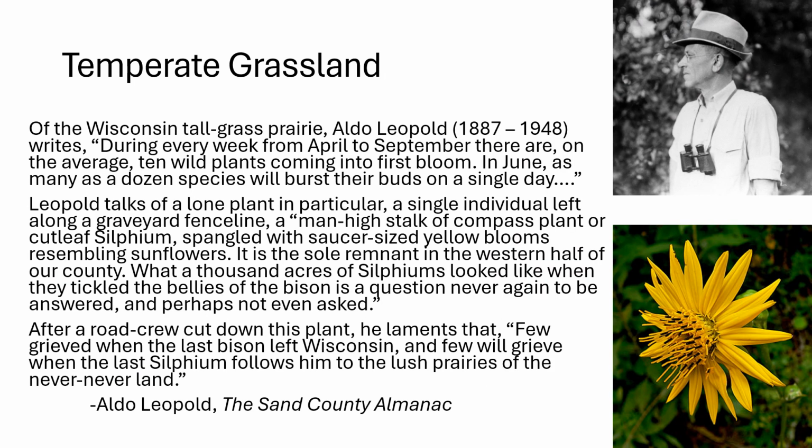So to illustrate some of the biodiversity of temperate grasslands, Aldo Leopold, who is a great nature writer, in the Sand County Almanac, talks about how every week during April and September there are on average 10 wild plants that bloom for the first time. So this is in the temperate grassland again. In June, as many as a dozen species will burst their buds or bloom on a single day. So that's the biodiversity of the temperate grasslands.